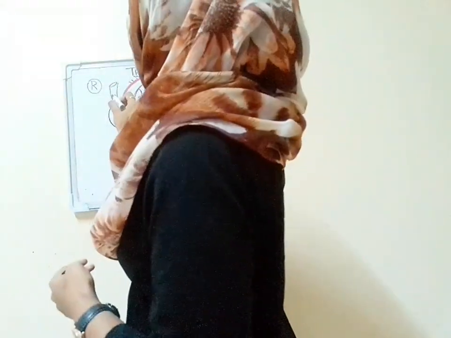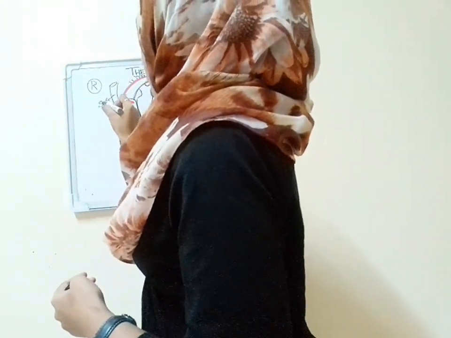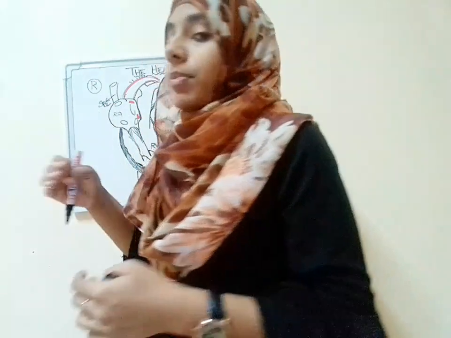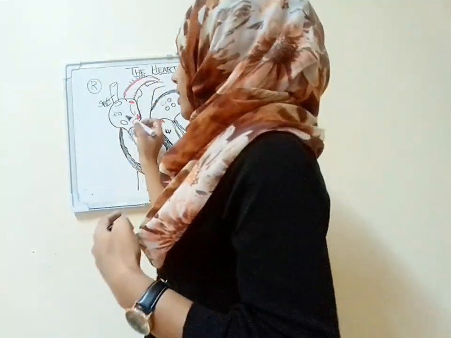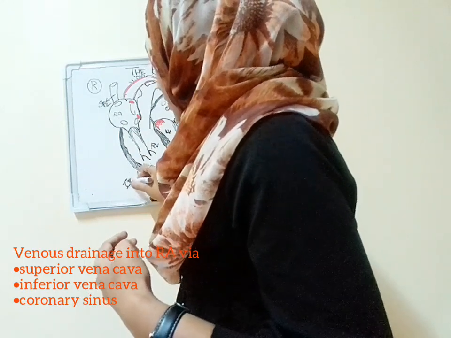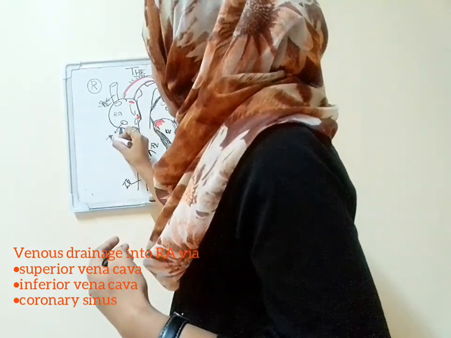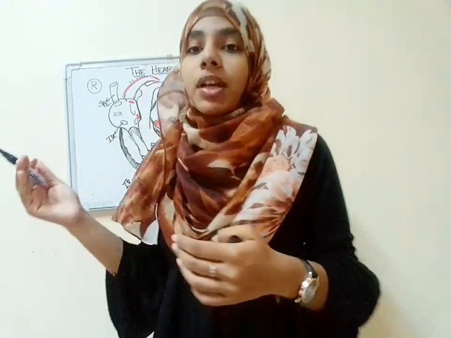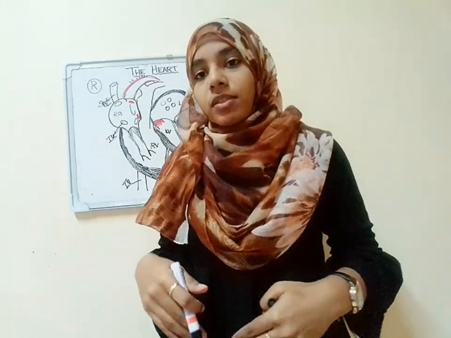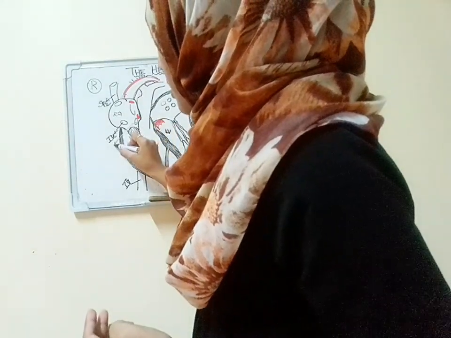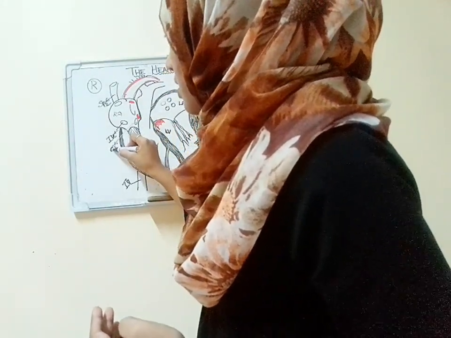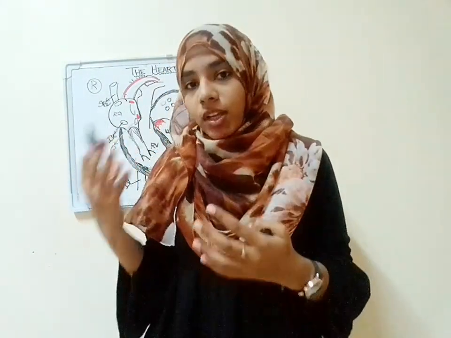This is the superior vena cava, which brings the blood from the upper part of the body, mostly the head and neck, whatever is above the heart. And then this is the inferior vena cava, whose opening I've depicted here. The inferior vena cava brings the blood from all the parts of the body which are below the heart, mostly below the diaphragm. Apart from that, we have something called the coronary sinus, which is the main blood vessel draining the venous drainage of the heart itself.